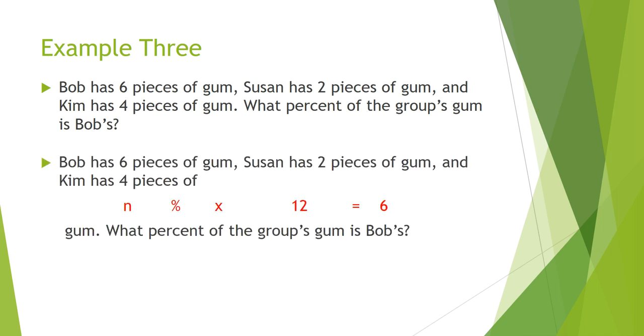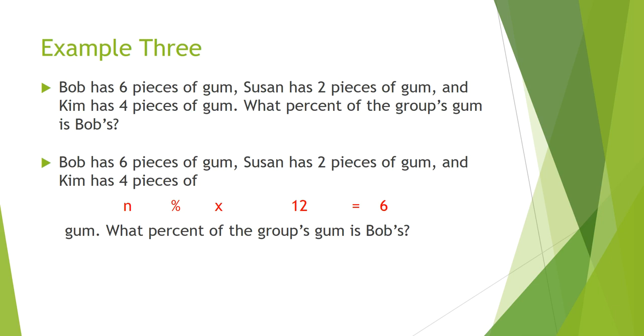Okay, so let's break this one down. What percent of the group's gum is Bob's? What is a variable. In this case, n. We could use x or y or whatever, but we used n. So n percent. We bring percent up as a percent sign. Of: it's "of" by itself, it's not "sum of." So that's multiplication. So n percent times the group's gum.